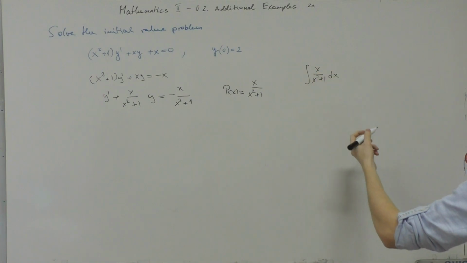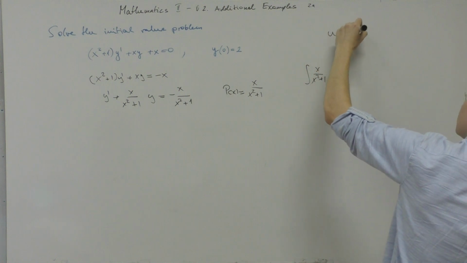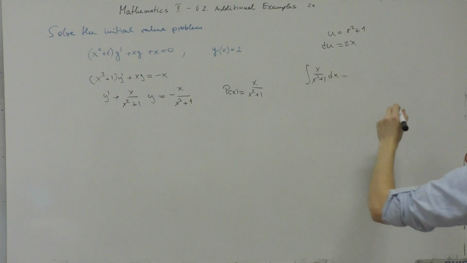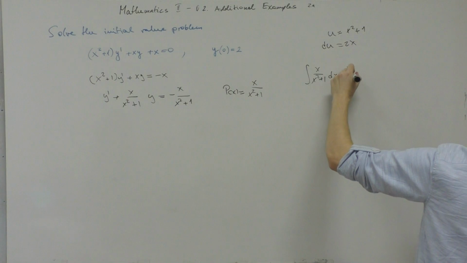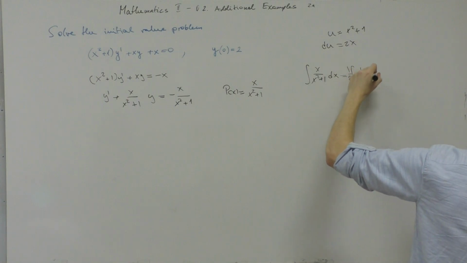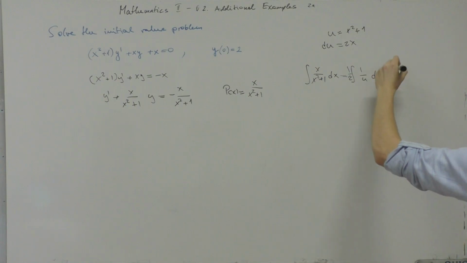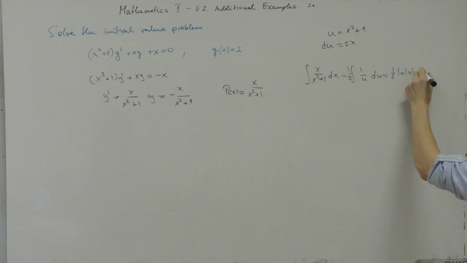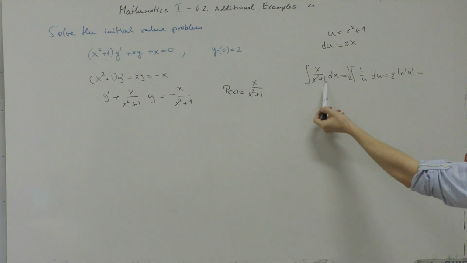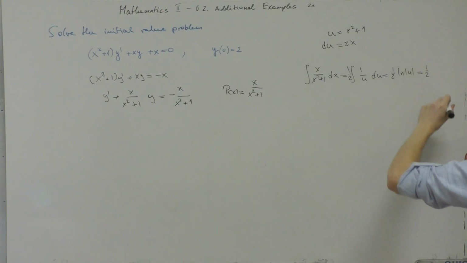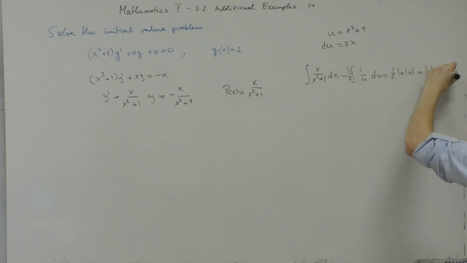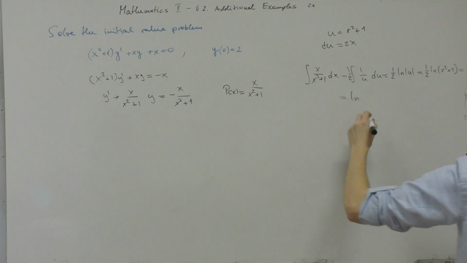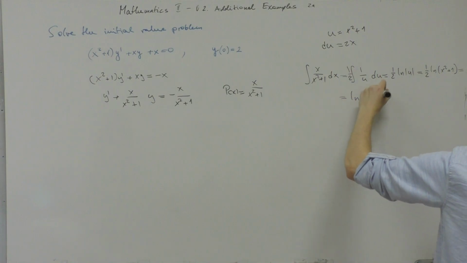We can use u substitution. So let's say that u is x squared plus 1, then du will be 2 times x. So this integral is nothing else but 1 over 2 times 1 over u du. This is, of course, nothing else but 1 over 2 times the logarithm of the absolute value of u. And now we have to go back to the other variable. So this will be 1 over 2 times the logarithm of x squared plus 1. And this further equals the logarithm of x squared plus 1 raised to the power 1 over 2.